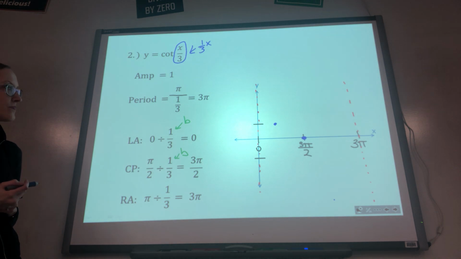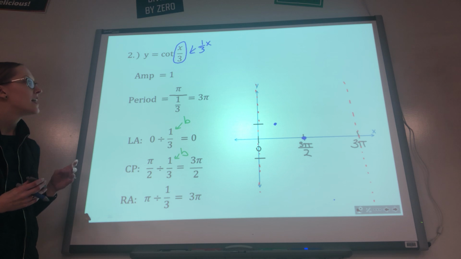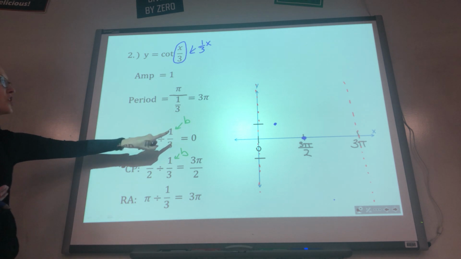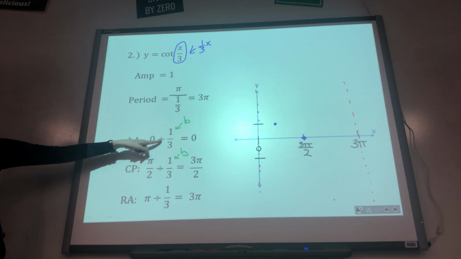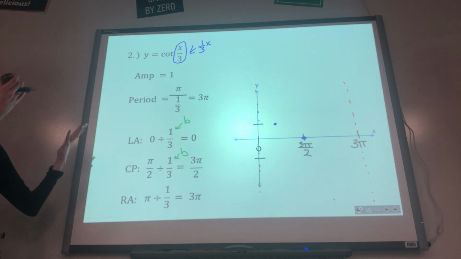Go ahead. So with the periods, if it wasn't pi, then you divide by whatever you got? If it's not pi, if the period is not pi, you always divide by b. That's just kind of what you do. Always divide by b. That just puts your new stuff in the right places, basically.